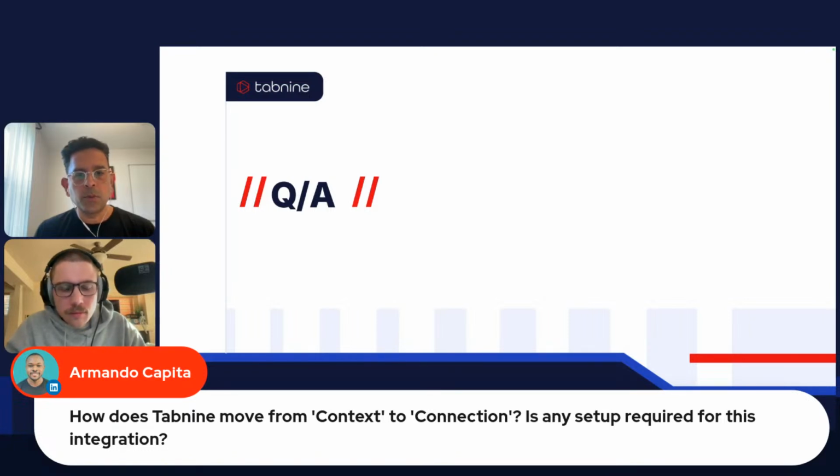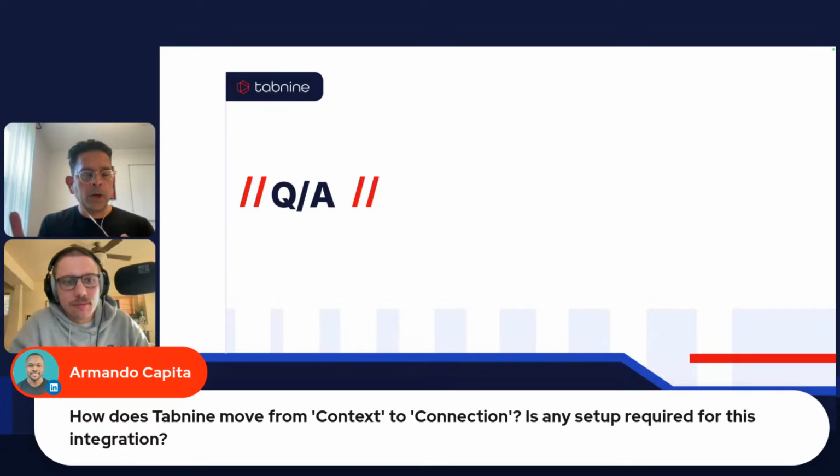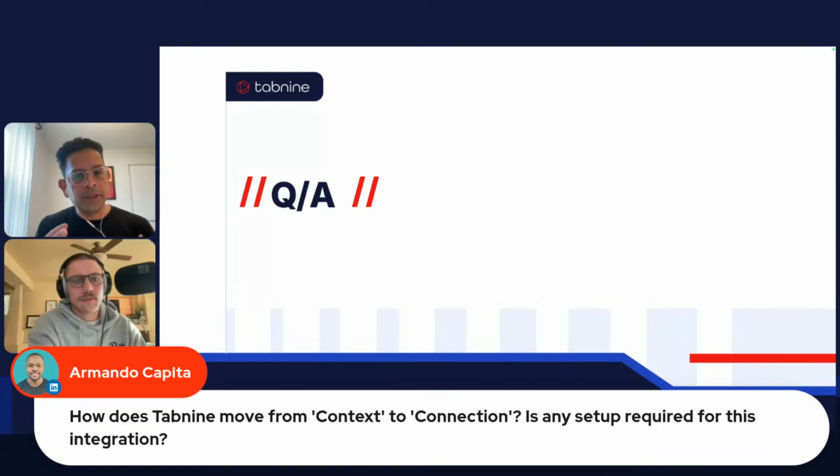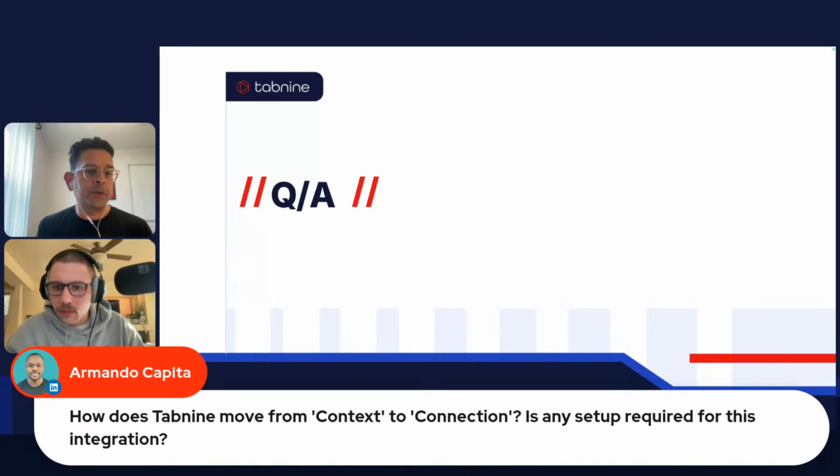How does Tabnine move from context to connection? Is any setup required for this integration? That's a good question. Let me explain for the rest of the audience what context and connection mean. Both are ways in which you can provide additional context to Tabnine so that it knows more about your world, your environment. Context involves the step in which Tabnine leverages locally available code and data in the IDE, and uses that information to guide its output. There are, I think, 14 or 15 different sources of information that we use for getting this local context. This includes open files, open comments, any projects that are added, and so on.